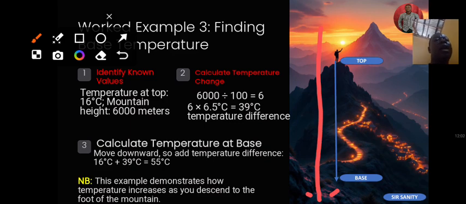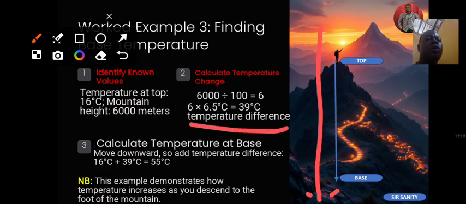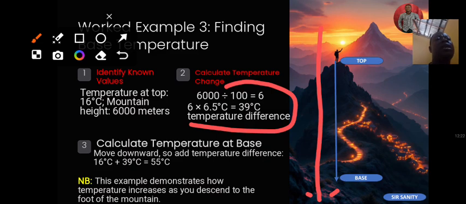So you find the temperature change. 6,000 divided by, so it's not 100, this is 100,000, will give us 6. So multiply 6 by 6.5 degrees Celsius, which will give the temperature difference. That is 39 degrees Celsius.